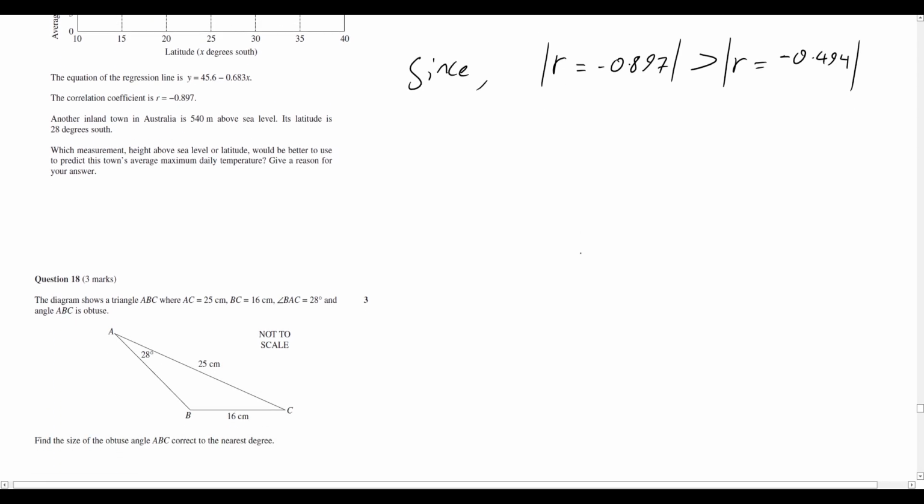Okay, now on to question 18. So the diagram shows a triangle ABC, where AC equals 25 centimeters, BC is 16, and angle BAC equals 28 degrees, and angle ABC is obtuse. So find the size of the obtuse angle ABC, correct to the nearest degree.